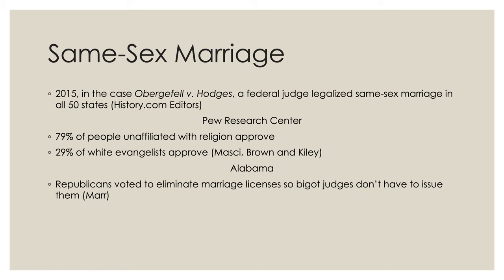Well, same-sex marriage has had kind of a crazier history. In fact, just recently in 2015, in the case of Obergefell versus Hodges, a federal judge legalized same-sex marriage in all 50 states and territories. And based on statistics from the Pew Research Center, approximately 79% of people unaffiliated with religion approve of same-sex marriage, whereas 29% of white evangelicals approve, which definitely shows a correlation between approval and religion. So in Alabama, just recently, Republicans voted to eliminate marriage licenses so that bigot judges don't have to issue them to same-sex marriages.